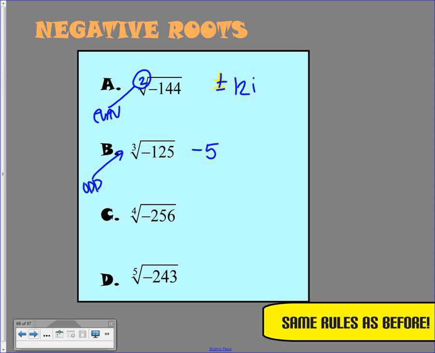Part C says the fourth root of negative 256. Because this is a fourth and a negative, that's going to be a no solution. We only use the i's here for the square. So any other even root of a negative is a no solution. Part D, the fifth root of negative 243. What to the fifth is negative 243? That's negative 3. Again, that was an odd, so you have one answer.